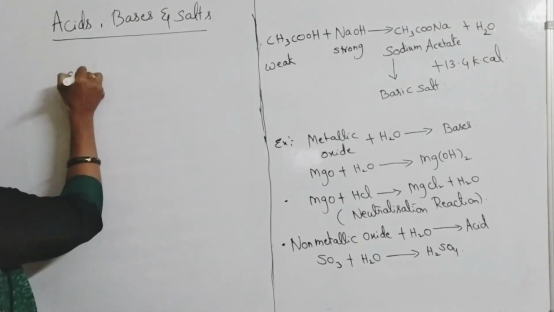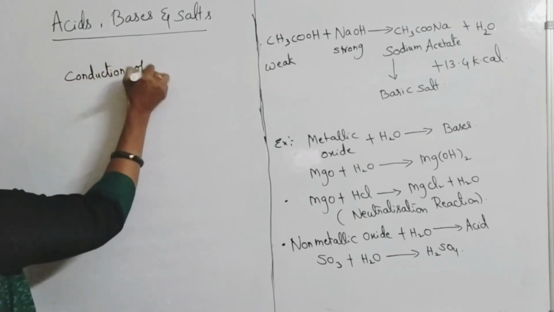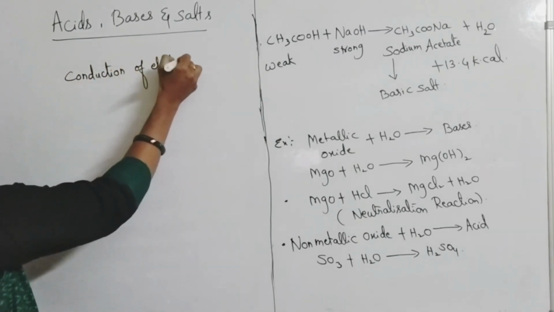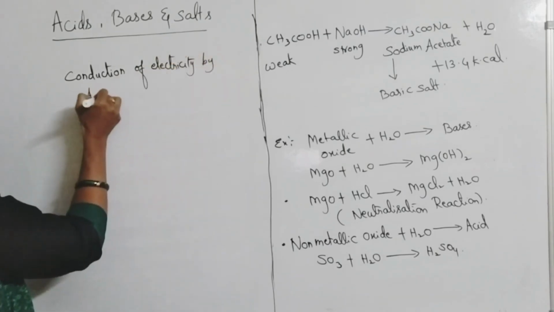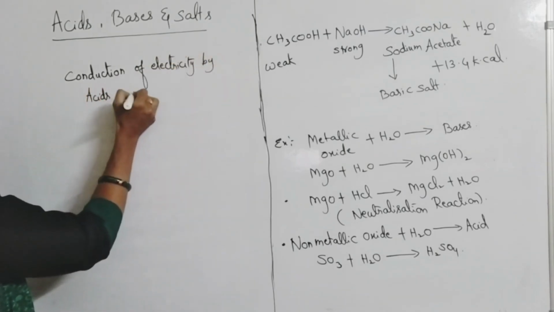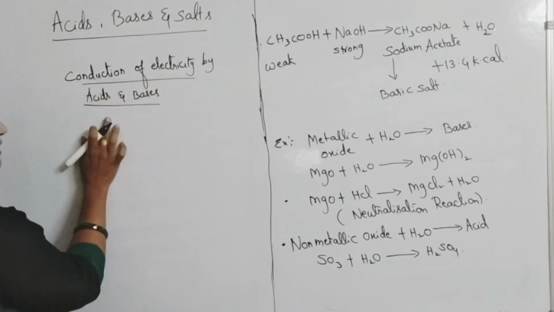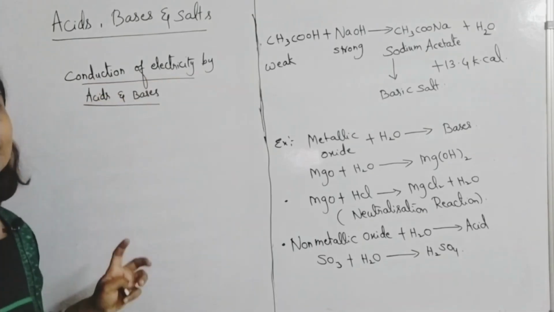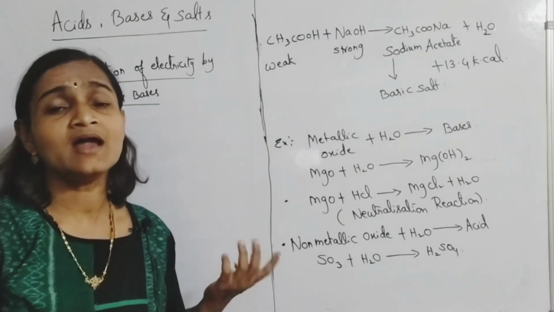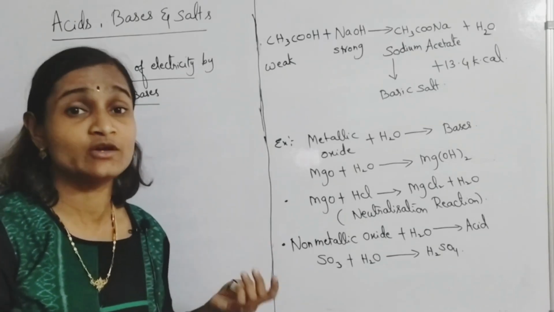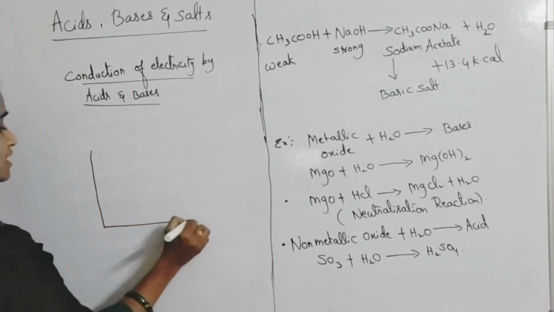Now, conduction of electricity by acids and bases, and even by salts also. You can understand the conductivity of current, whether current conduction is done by acids or not. You can find that out by performing the process of electrolysis. The electrolysis process, you all have an idea.